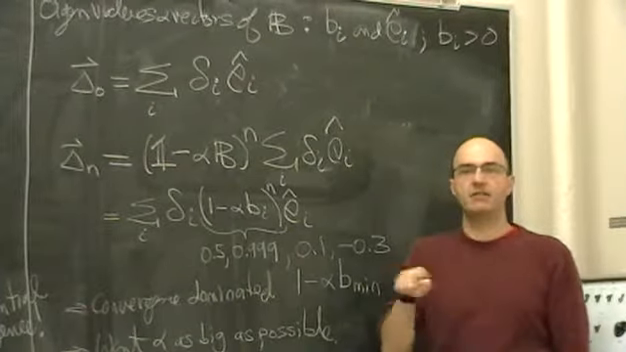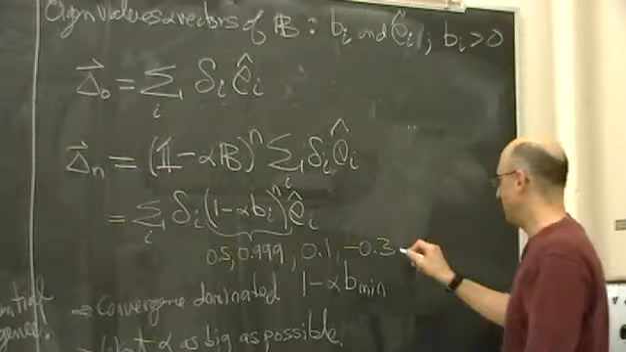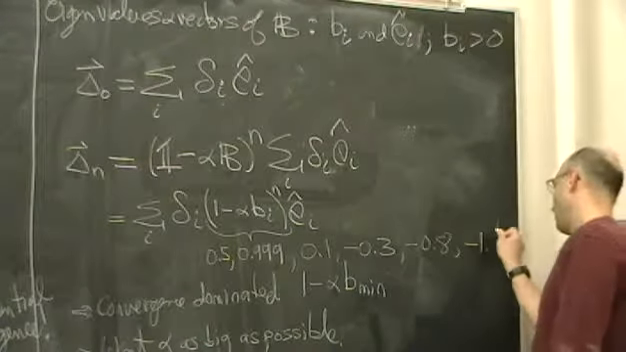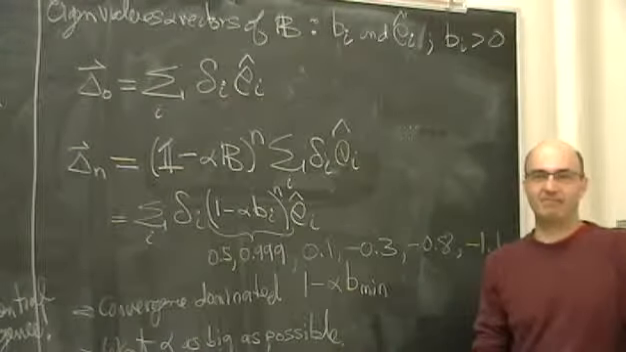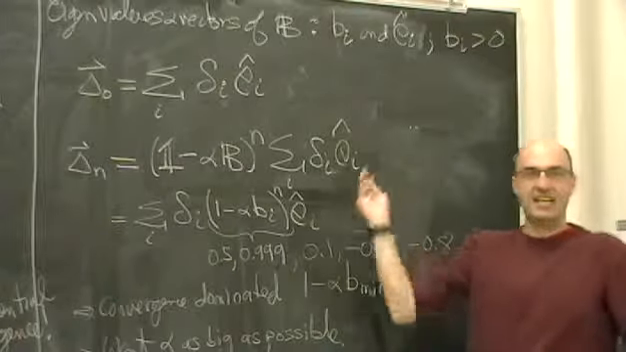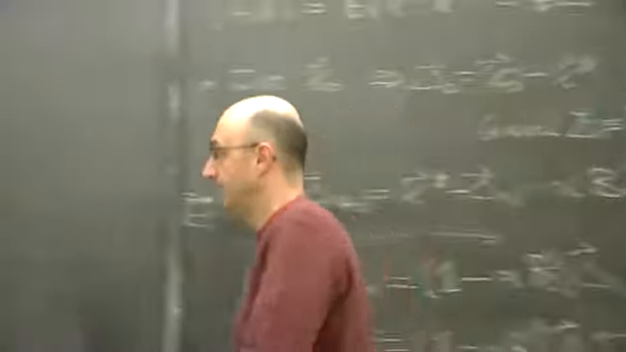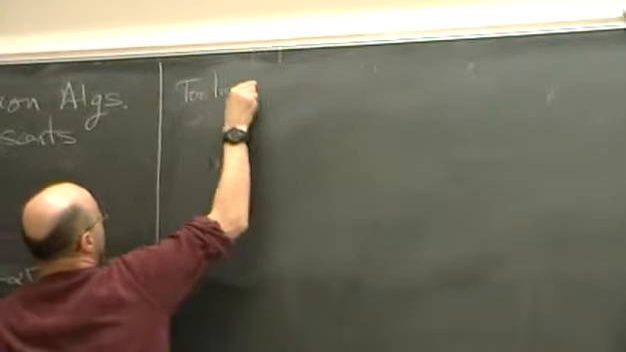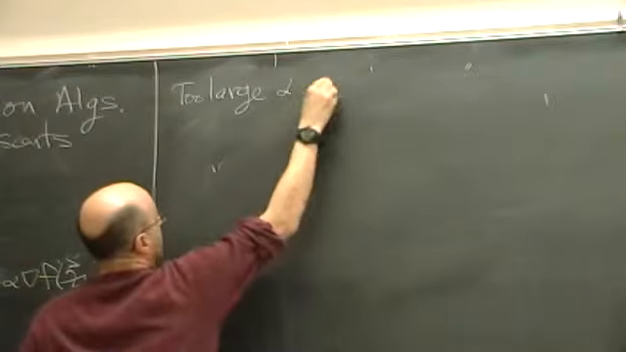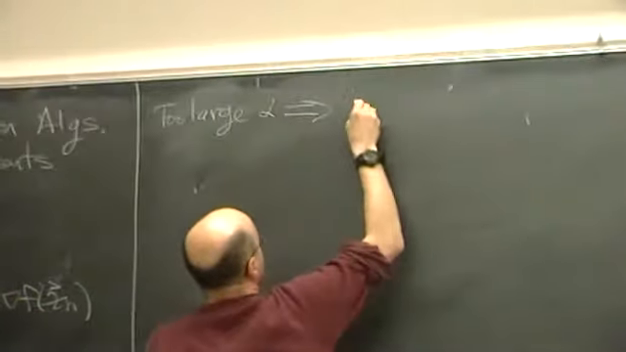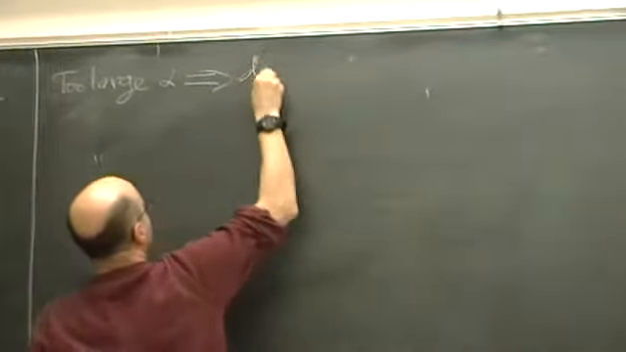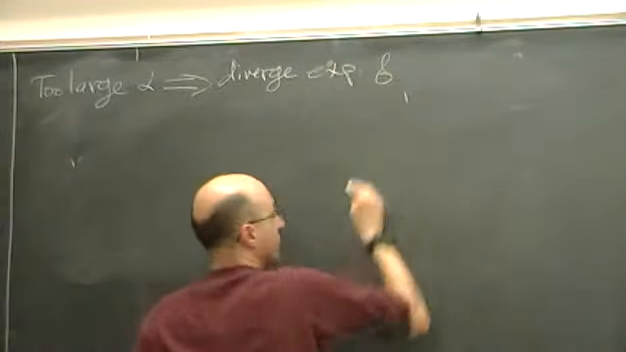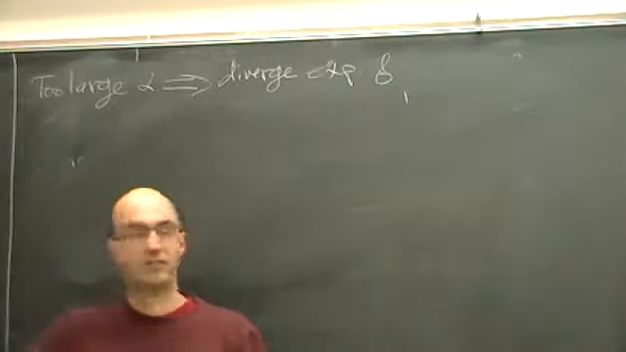Well, that's okay, it'll still converge down to 0. But some might be minus 0.8. And then when you get to minus 1.1 or so, now you've got a problem. It's just going to diverge exponentially. So you'll have to watch out for that on the assignment too. Too large an alpha has two signatures. One is you diverge exponentially. And you find oscillatory solutions.